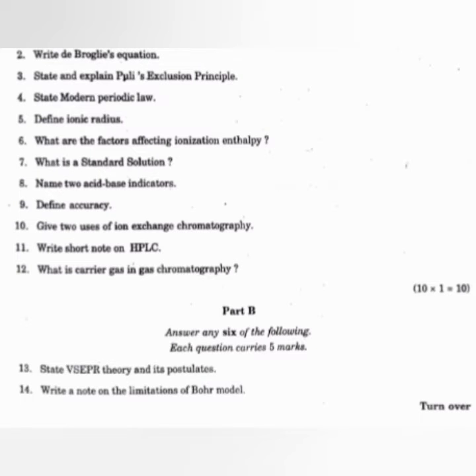14. Write a note on the limitations of Bohr model. 15. Discuss the variations of atomic radius along group and period. 16. Write a short note on Pauling's scale of electronegativity and the factors affecting electronegativity.